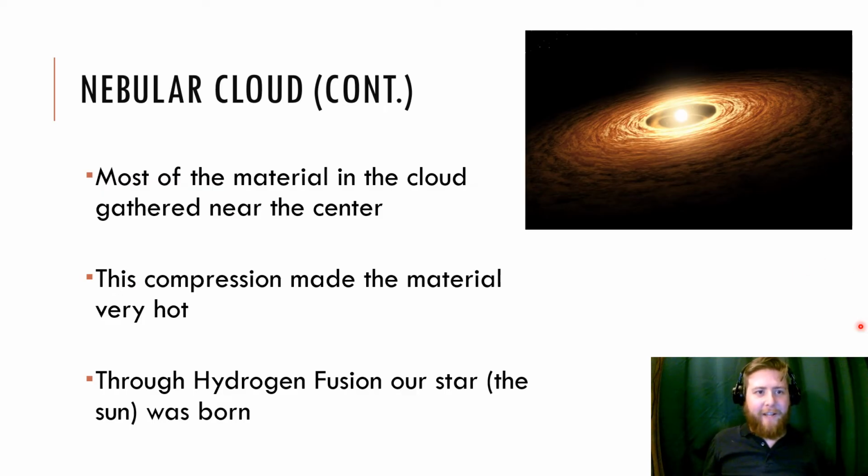To continue this thought, most of the material inside of this cloud got pulled to the middle. This compression of all of these things really closely together made the material very hot. It got hot enough that hydrogen fusion started happening, and our star, which we call the sun, was born. And it's tucked away in the middle here. But what's this stuff on the outside of this disk?